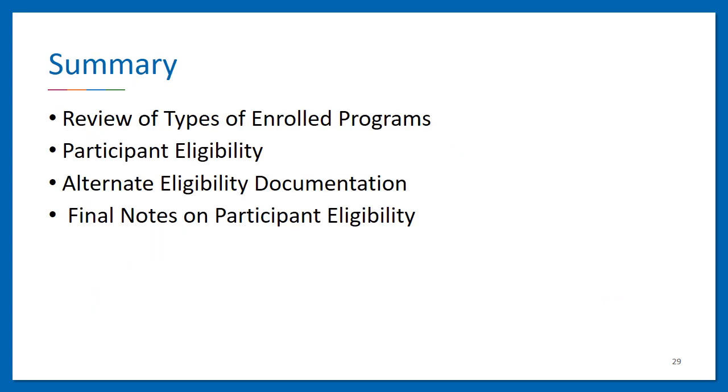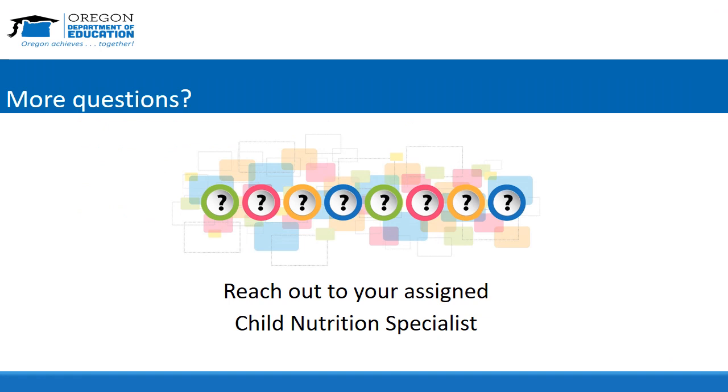In summary, this training reviewed types of enrolled programs, how to determine the eligibility of a participant, alternate eligibility documentation, and final notes on participant eligibility. If you have any questions, please reach out to your assigned child nutrition specialist.